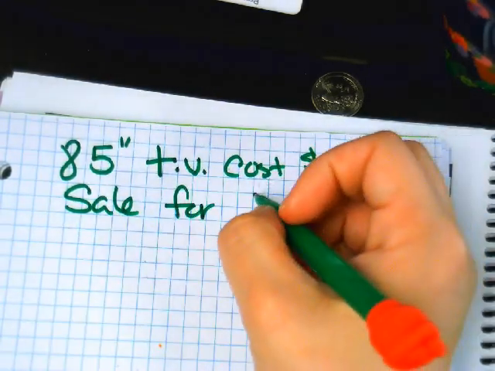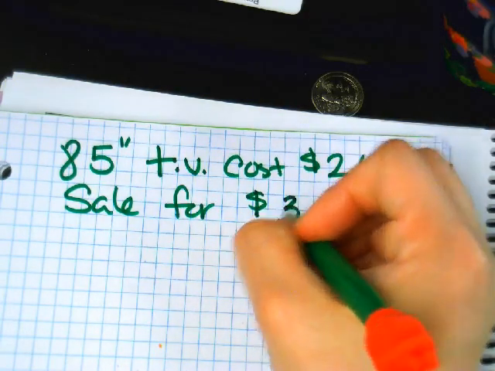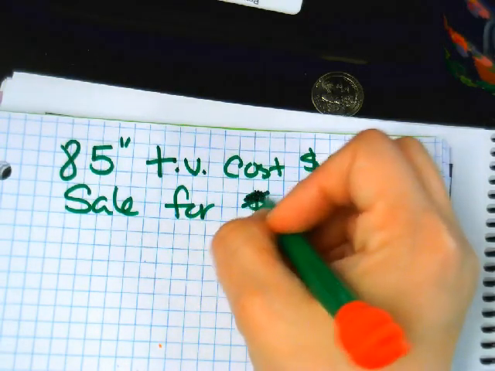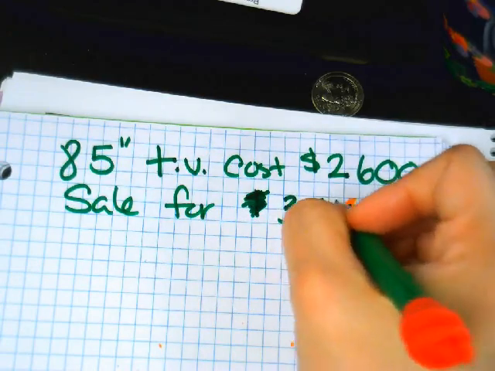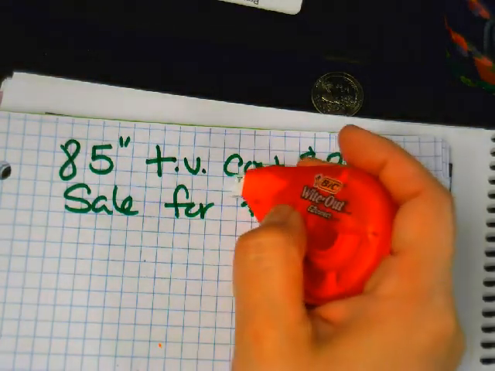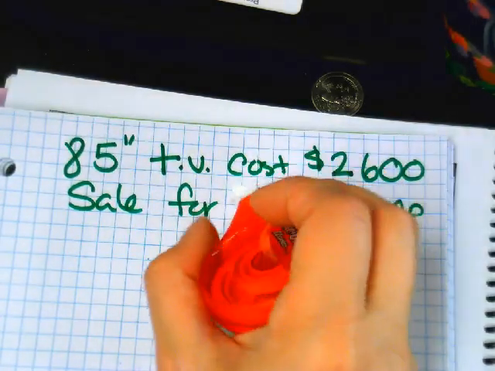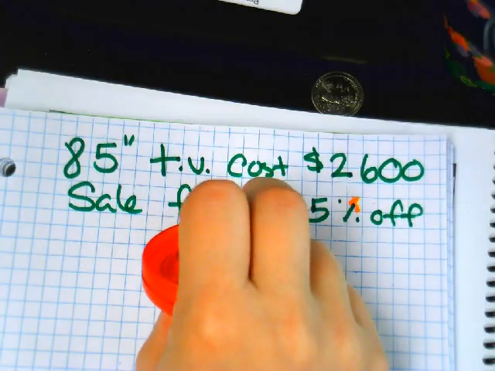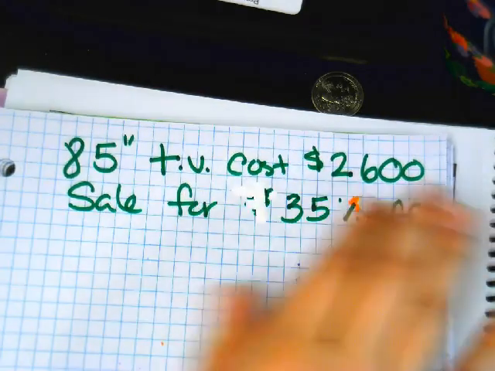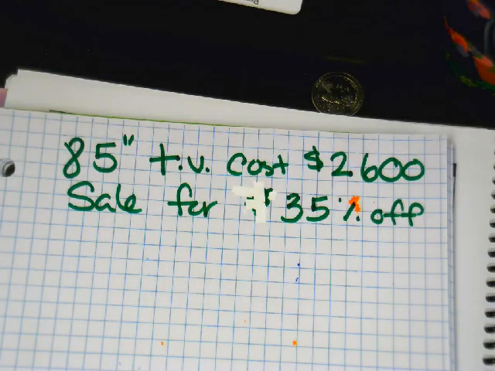for, let's say, that would be too easy. Why do I keep putting a dollar sign? 35% off. Can we afford it? No. It's too expensive. We'll see.